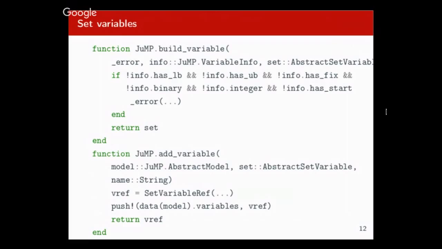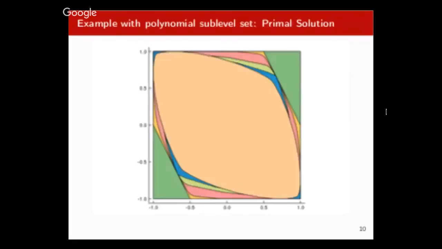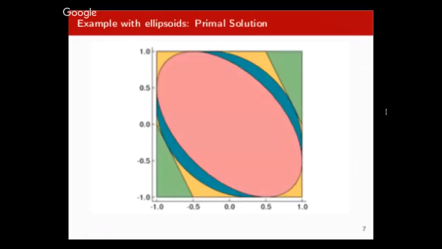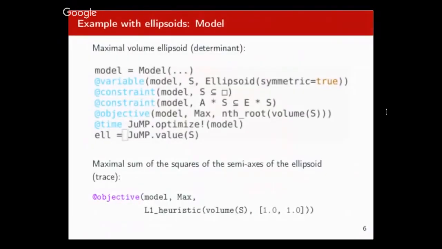And otherwise, we just return the set. And then JuMP will call add variable with this set and with the name. And what we do at this point is that we know that we need to create an ellipsoid, but we don't know what the dimension of the ellipsoid is. We've not said that the ellipsoid was two-dimensional. It actually guessed that because the square is two-dimensional.